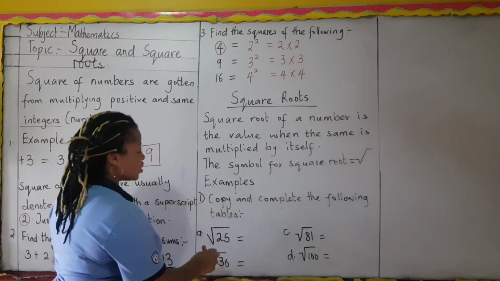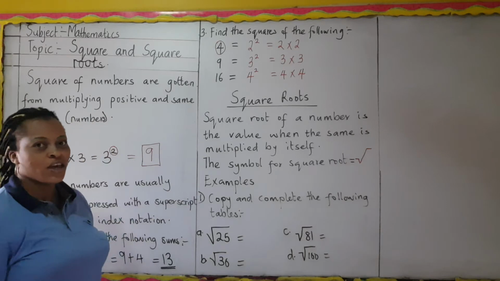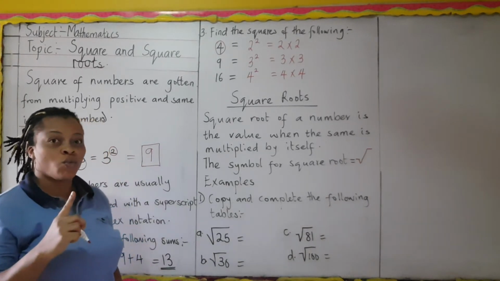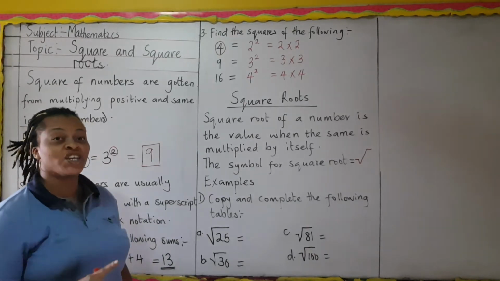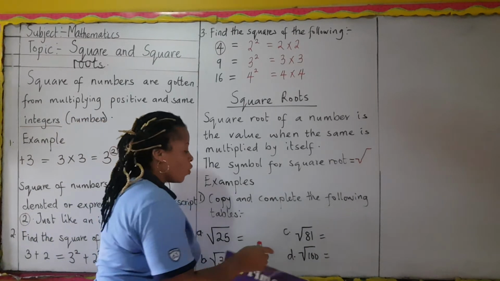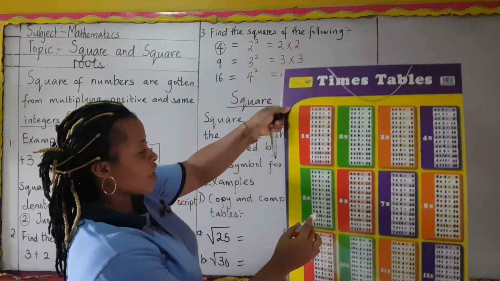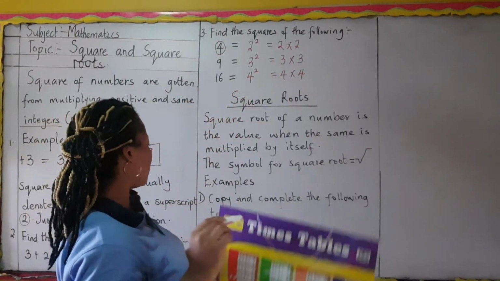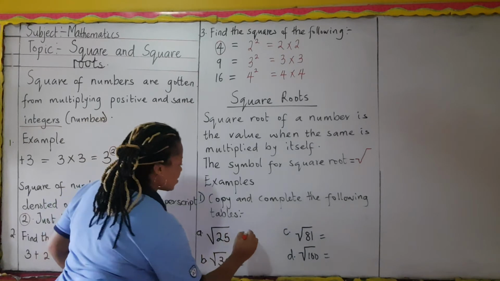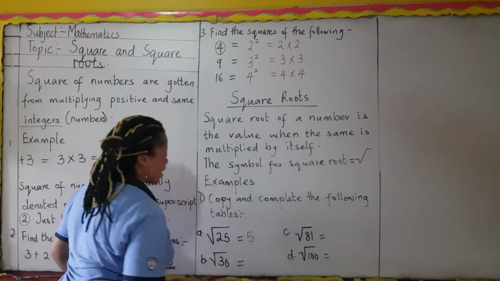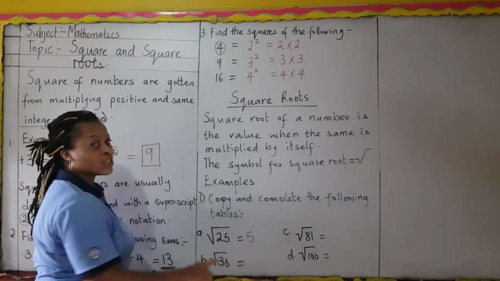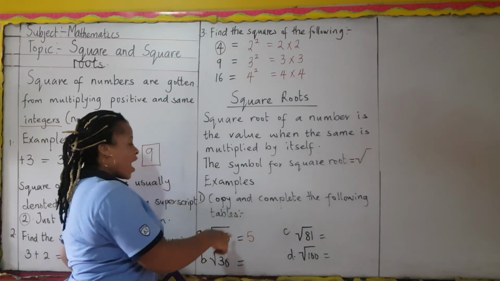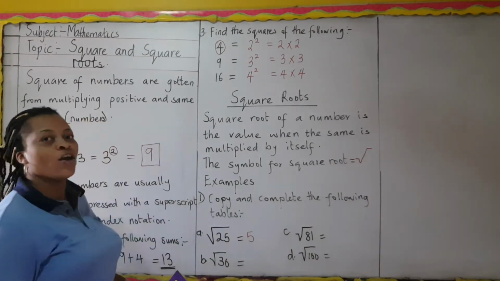What number will I multiply to get 25? I should quickly think, and that will be in what? In the 5 times multiplication table. So I quickly go. I should remember that when I come here, I will see it. This is 25. So that number is 5. So we have it that the square root of 25 will give us the number 5. So that if I should square 5, I will get back 25.